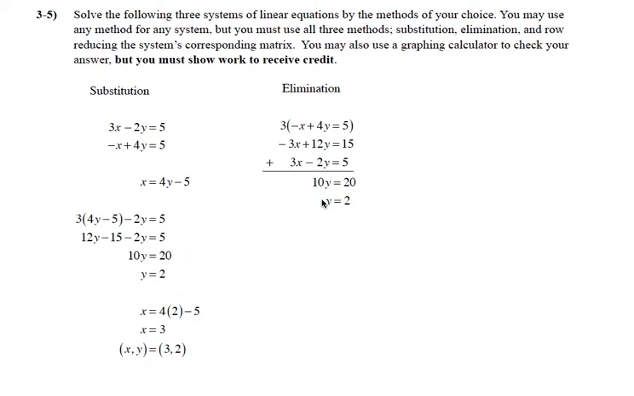Alright, I left off the first video after solving this system by substitution. Now I'm going to walk through solving it by elimination and then also solving it using row reduction of its corresponding matrix. To solve this by elimination, I need to eliminate either the x terms or the y terms. I could eliminate the y terms by multiplying this first equation by 2, so that this would be 6x, negative 4y, and 10, and then adding it to the second equation, so that would eliminate the y terms.